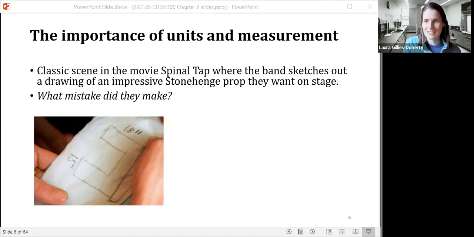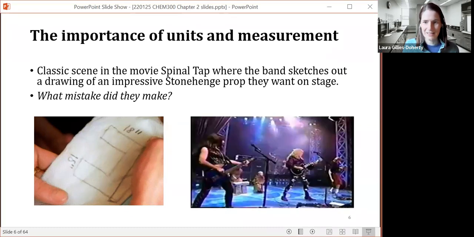In the movie, they give this drawing to their stage manager, and he's like, yeah, we got this, no problem. And then they go on stage, and this little teeny tiny 18-inch Stonehenge comes down out of the ceiling, and it's just a big joke. So units are really important. This should have been 18 feet, not 18 inches, for them to get it right.